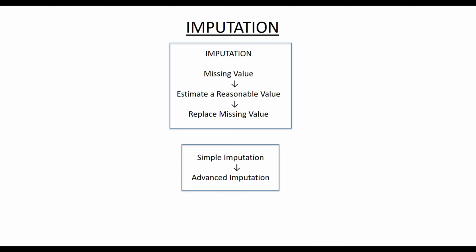Now let's move to the second major approach, imputation. Imputation means replacing a missing value with an estimated or reasonable value. Instead of deleting the entire row, we try to preserve the data by estimating what the missing value could be. There are many imputation techniques. Some are simple, such as mean, median and mode imputation. Others are more advanced, such as KNN imputation, regression imputation and MICE. Let's understand them one by one.